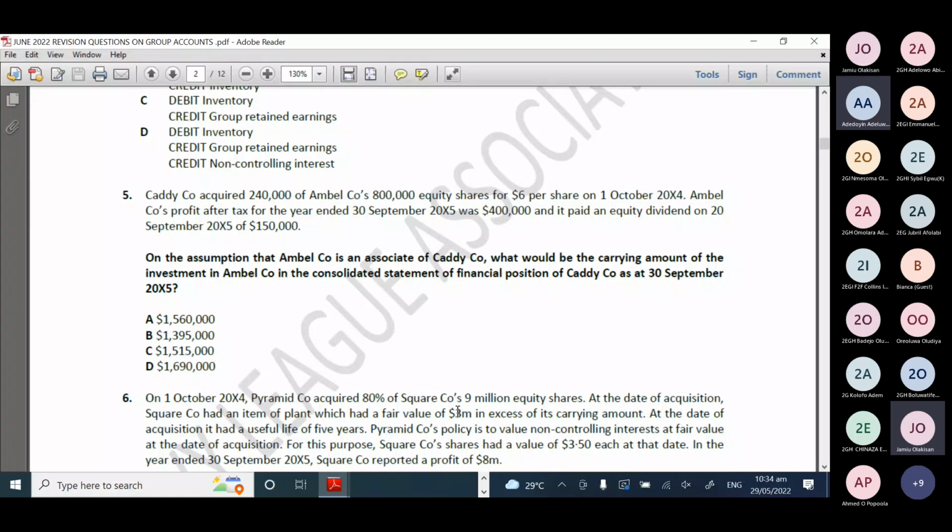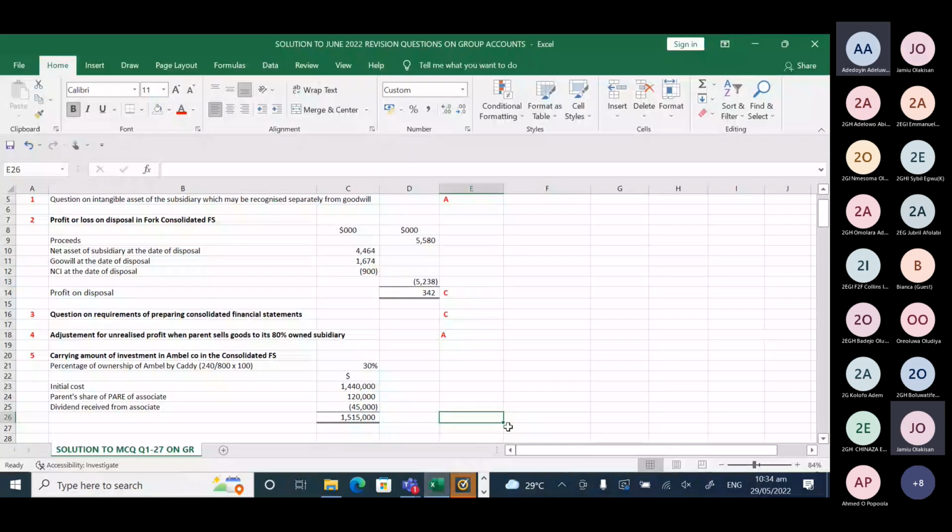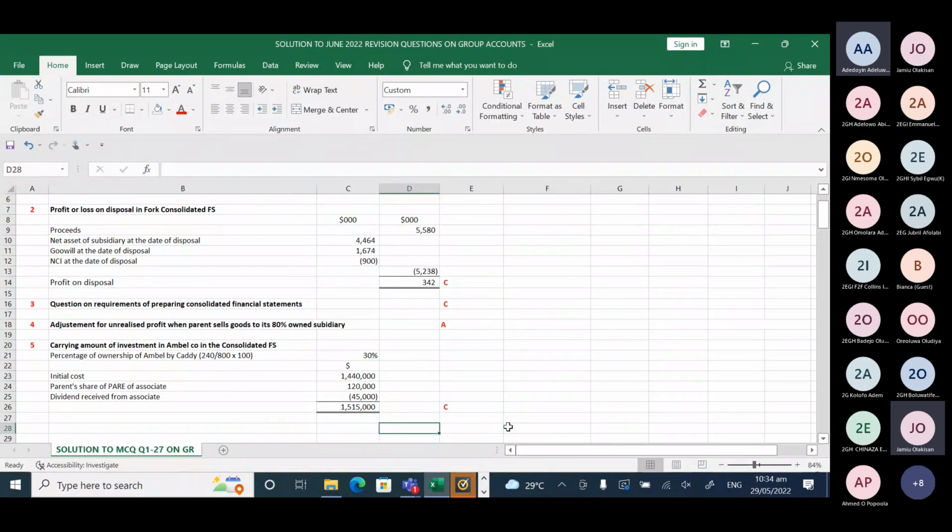Option C. Yes, C. So, Mr. Jamie, let me ask, let it not be that it's just a coincidence that I got the same answer. When I dealt with this question, I got the normal percentage and the initial cost. But I then took 150,000 out of 400,000, got a figure, multiplied that figure by 30%, and I got the same answer. It's the same thing.